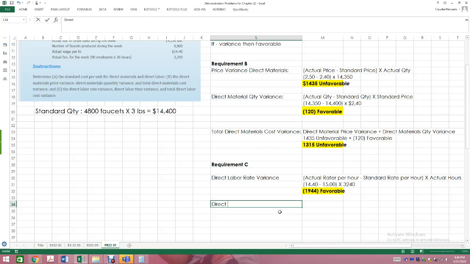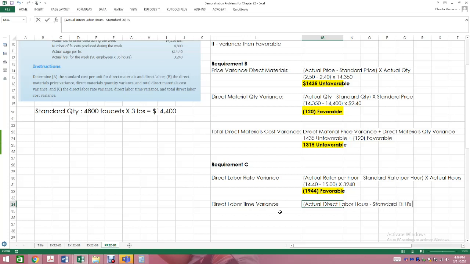Now I have my direct labor time variance. Okay, your direct labor time variance is your actual direct labor hours minus your standard direct labor hours. I'm going to abbreviate here, guys. Okay, and then times your standard rate per hour.